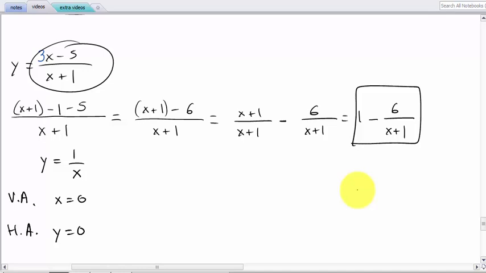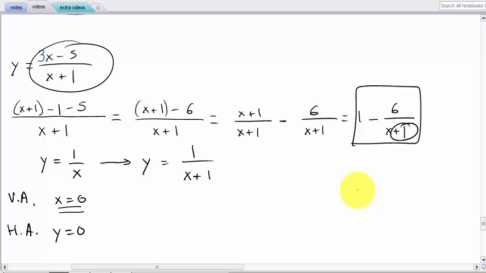This is just a reciprocal function. So what is the first thing that you do? First thing that you do, you remember, you do a horizontal translation. y equals 1 over x plus 1. Are you shifting the horizontal asymptote? No, the horizontal asymptote, y equals 0, stays the same.